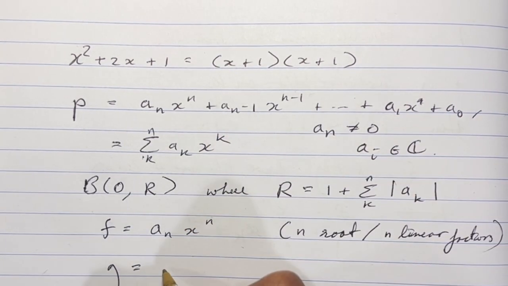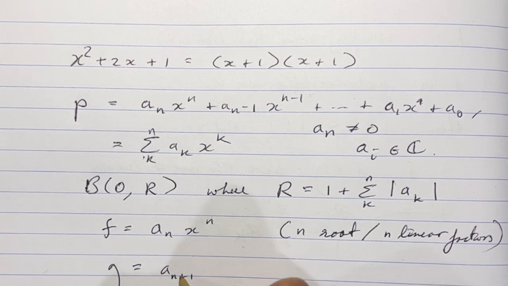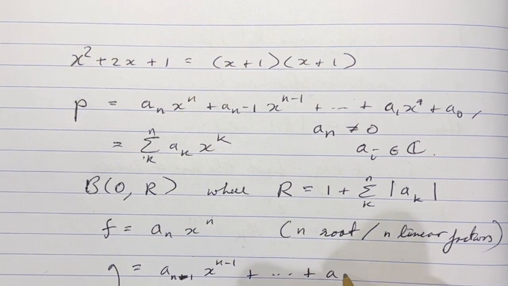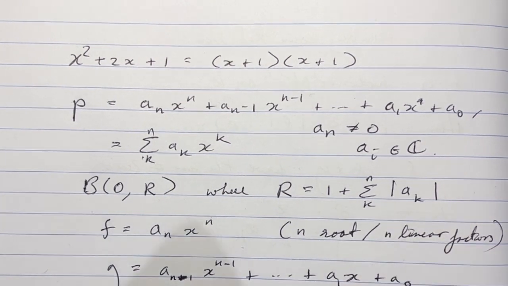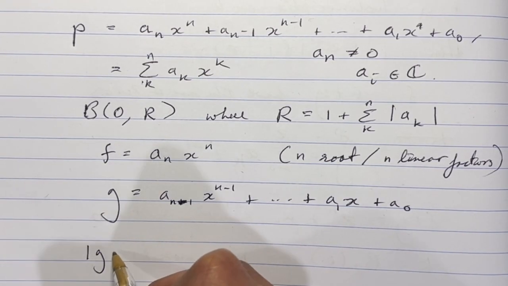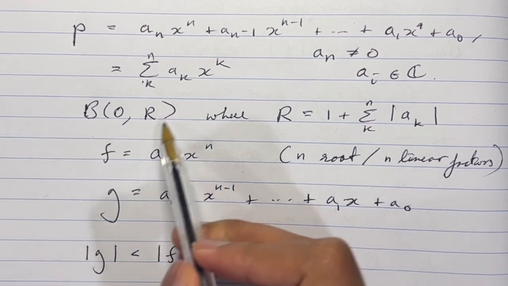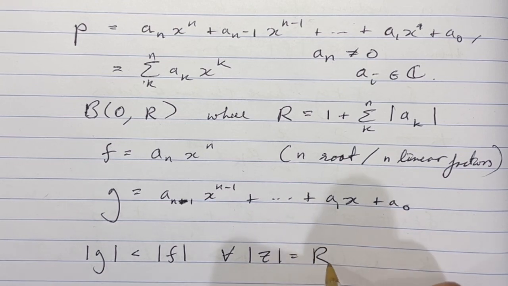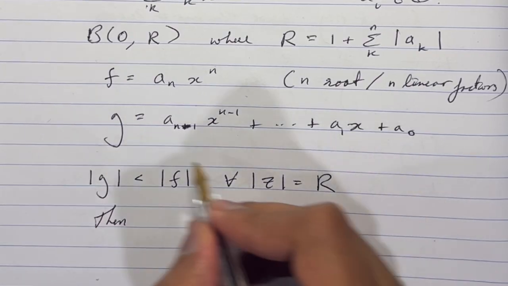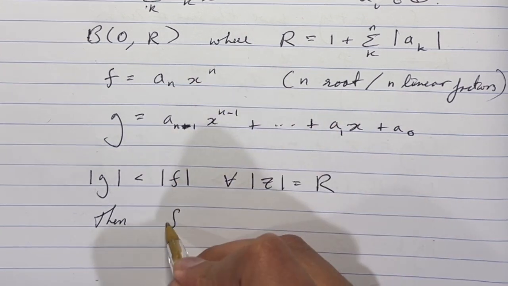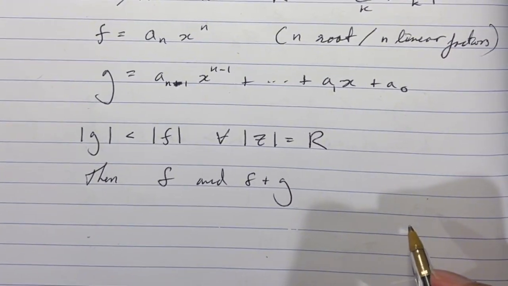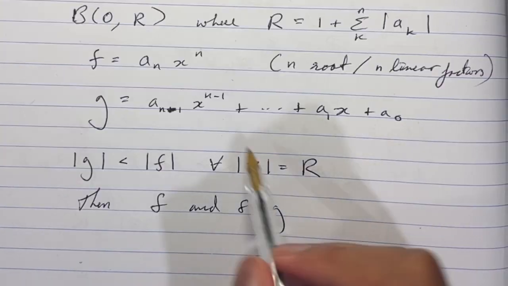g we want to be the rest of it, so a_{n-1} x^{n-1} plus ... plus a_1 x plus a_0. So Rouché's theorem says that if these two are analytic and the absolute value of g is less than the absolute value of f on the boundary of this ball, for all |z| equals capital R, which is the boundary of this ball, then this being true implies that f and f plus g have the same number of zeros, or roots, inside this open ball.